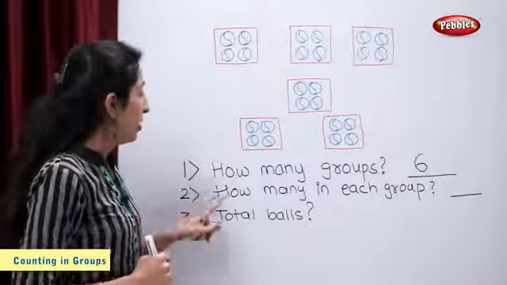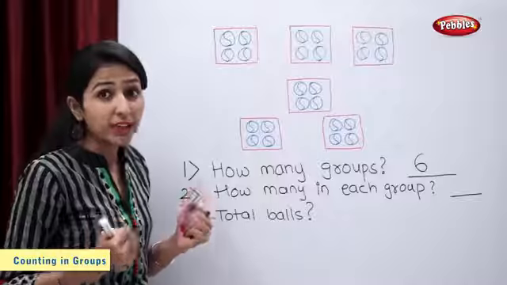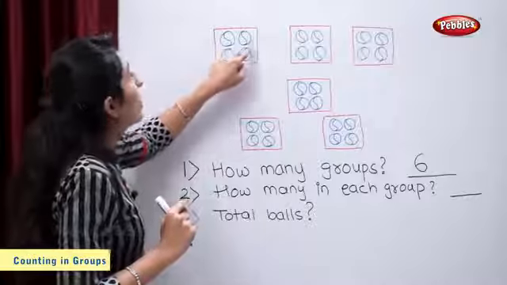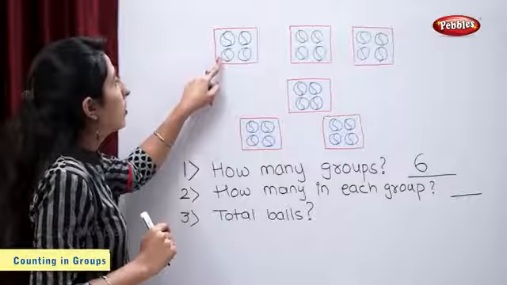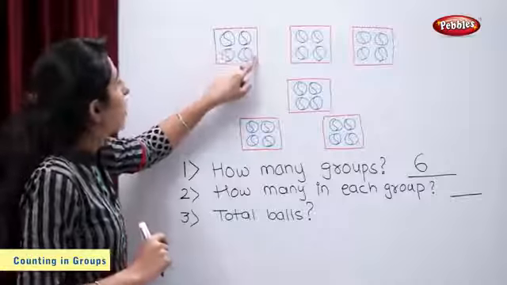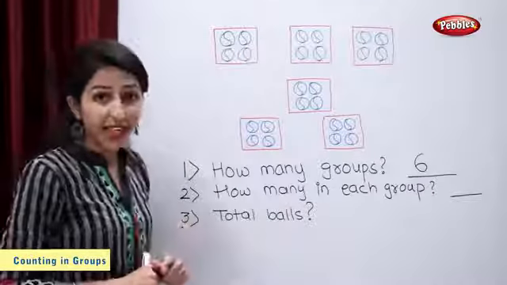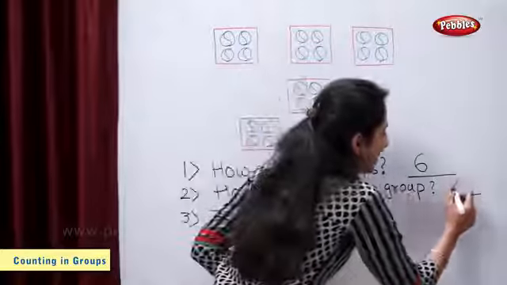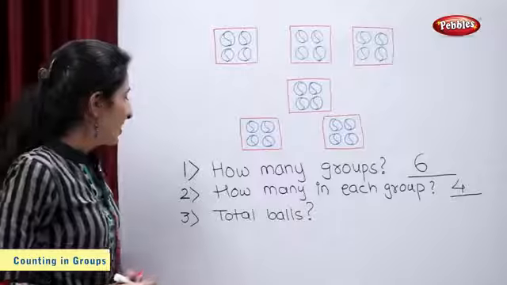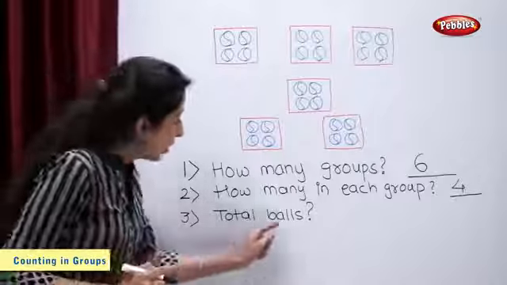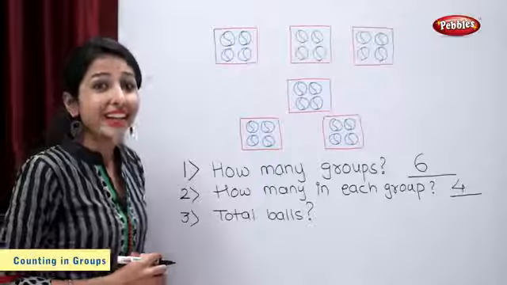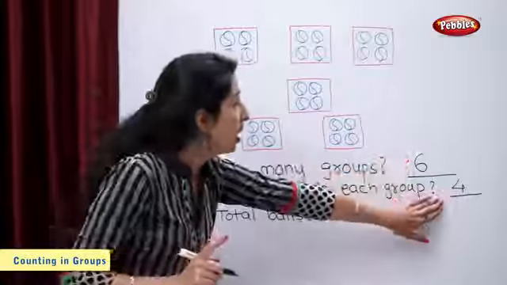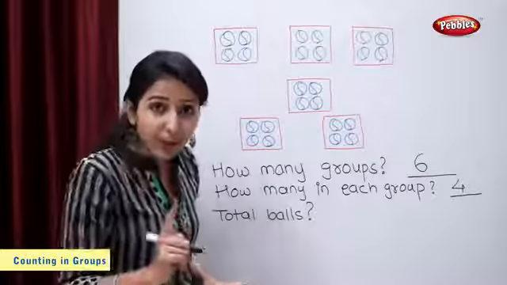Tell me, students, how many balls are there in each group? 1, 2, 3 and 4. So there are 4 balls in each group. Let us count the total number of balls. There are 6 groups. There are 4 balls in each group.